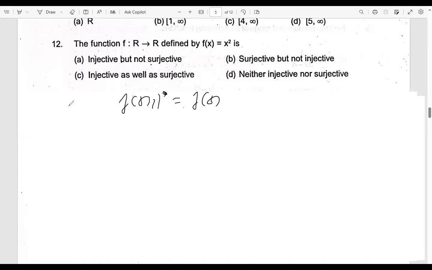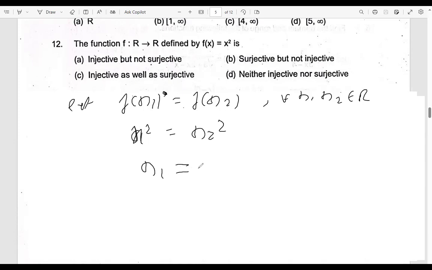Let's say that f(x1) is equal to f(x2), such that x1, x2 belong to R. Replacing, we get x1² = x2². You know that in this case, x1 is not equal to x2. Instead, x1 is plus or minus x2. So since x1 is not necessarily equal to x2, it is not one-one, so not injective is what you can say. Moreover, had this domain been natural numbers, N, instead of R, then we would have said yes, it is one-one.